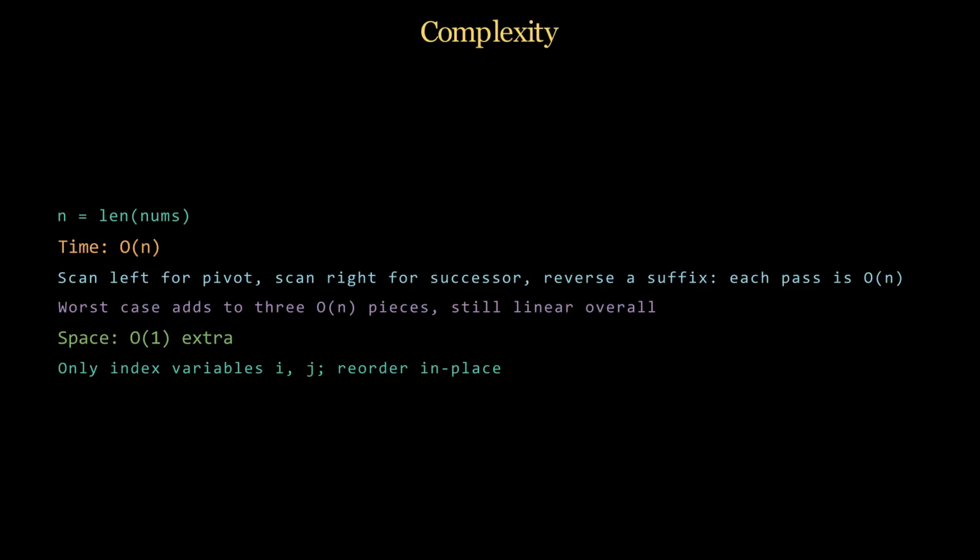Let n be the length of nums. Time is O of n: we walk backward to find the pivot index, walk backward again to find the successor to swap, then reverse a suffix. Each phase touches at most the whole array, and they add up to linear time. Extra space is O of 1, only a couple of indices and swaps inside the array.